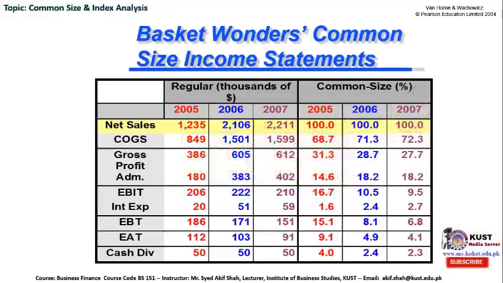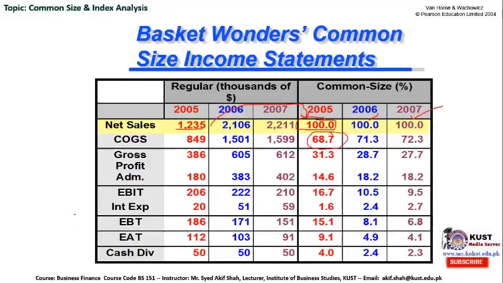So we can see that there is 100% for net sales. The reason behind this is that we have divided net sales by the net sales, which means 1235 divided by 1235 multiplied by 100 will give you 100%. Therefore, the first value will be 100%, and the rest of the values are with respect to the net sales percentage. It means that our cost of goods sold is 68% of net sales.